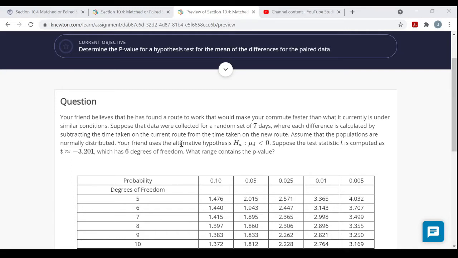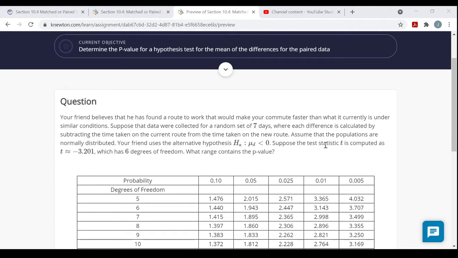Your friend uses the alternative hypothesis that the difference between these route times on average is less than 0, is negative. That means that the new route times are smaller than the old route times on average. Right? That means you're commuting there faster, in shorter times. So this alternative hypothesis that mu d is less than 0 is saying that on average this new route is faster.